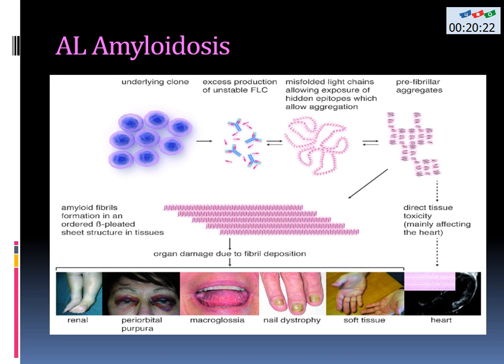These are the ones later on that deposit in the tissue, giving rise to all the manifestations that we know about AL. For example, the manifestations that cause microglossia, the periorbital purpura, or the characteristic raccoon eyes. They deposit in the renal tissue, they deposit in the soft tissue and in the heart as well. This is the organization of these prefibrillar aggregates. So the whole story begins with misfolding of these immunoglobulins, all the light chain immunoglobulins.